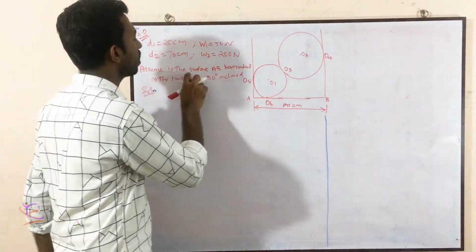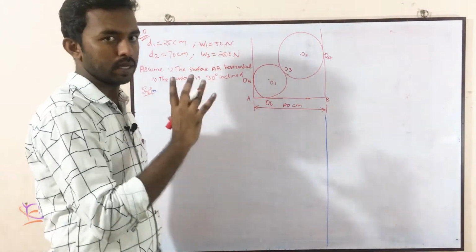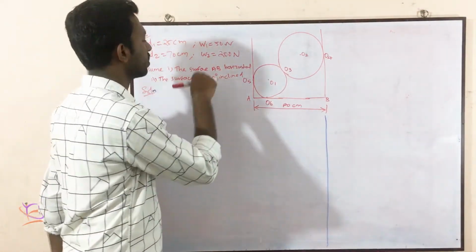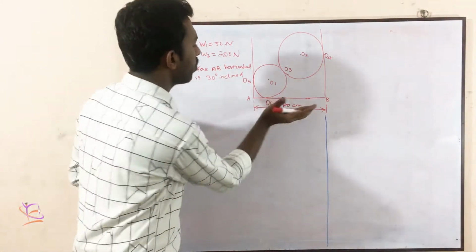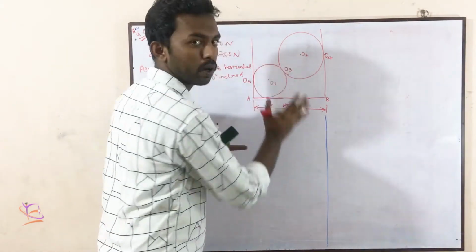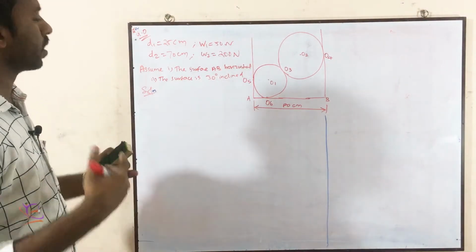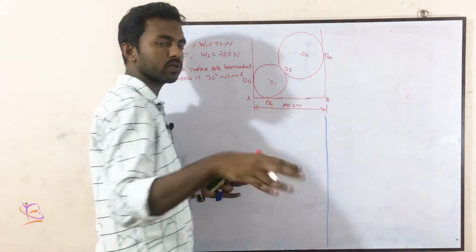The first condition is the surface AB is horizontal. This is the original diagram. That is horizontal. Then second case, the surface is 30-degree inclined. So that diagram we have to draw. We are making this AB into 30-degree inclined. Okay. So now let me see the free body diagram. We have to draw the free body diagram for O1 and O2, and you have to solve all those things.